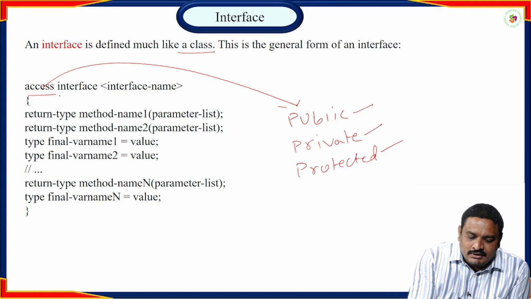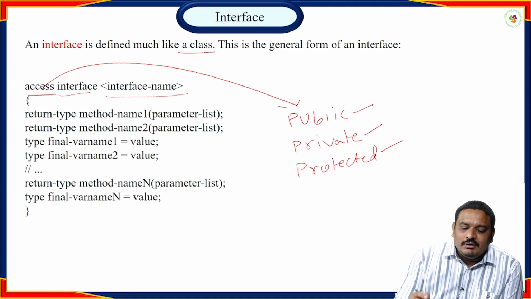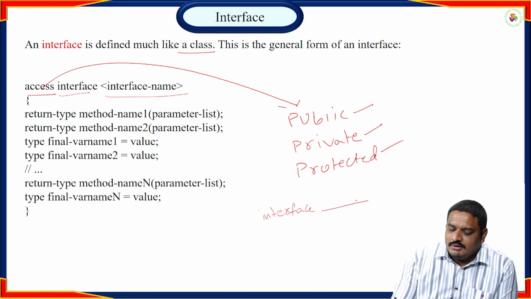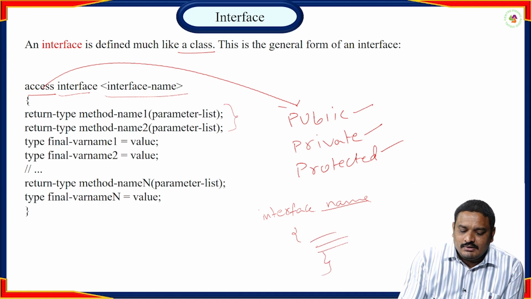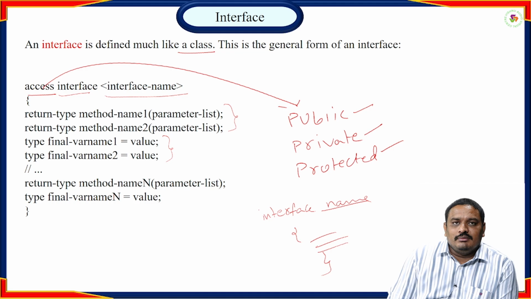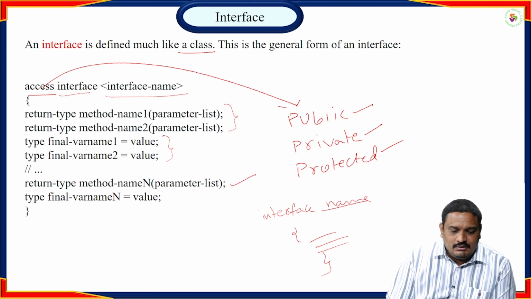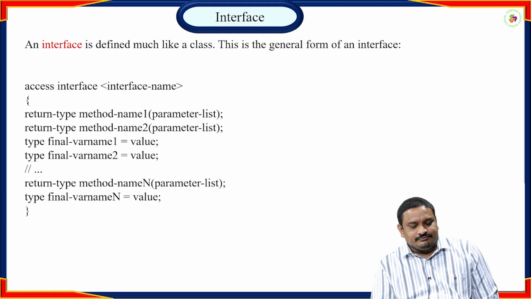The access is followed by the interface keyword and the interface name. See this simple example: the interface and the interface name. Here we declare methods and variables, and the methods can have a parameter list. This is the general form of interfaces.